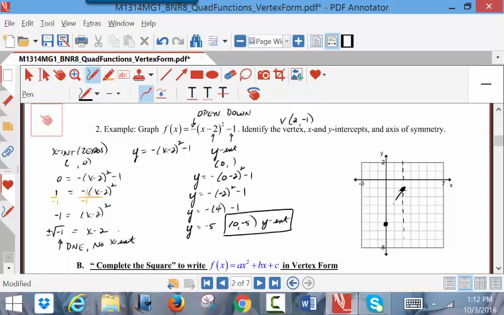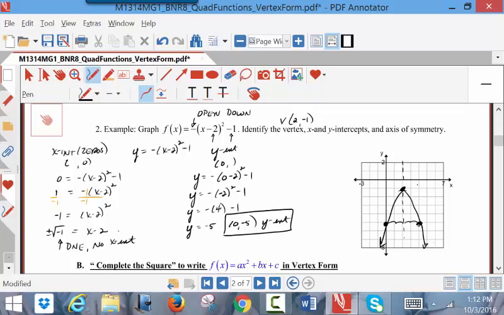So if this side is coming like that through the point (0, -5), I can very easily put another point. This is 2 to the left, and this is going to be 2 to the right if they're going to be a mirror image. So by that mirror image of the y-intercept, I can put another point on my line and therefore get a very good sketch of the graph, knowing that it also opens down.